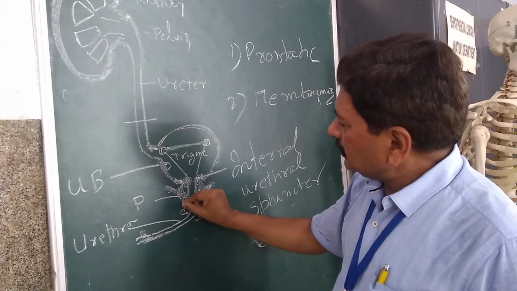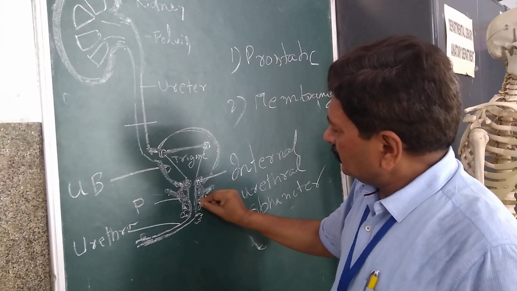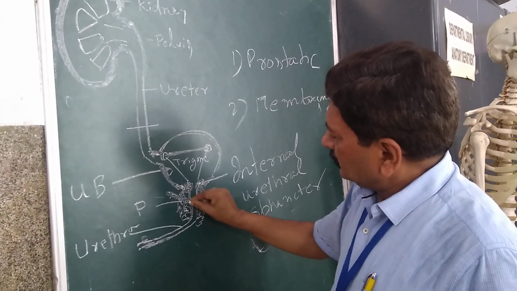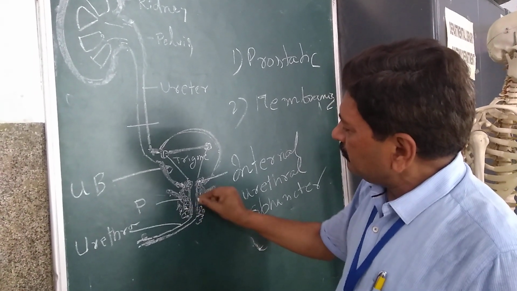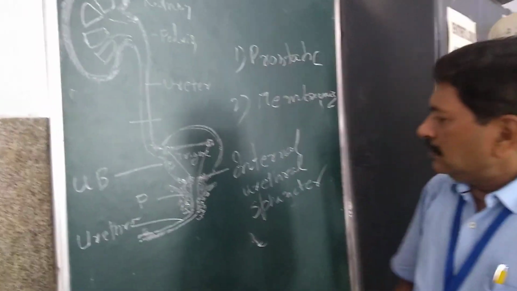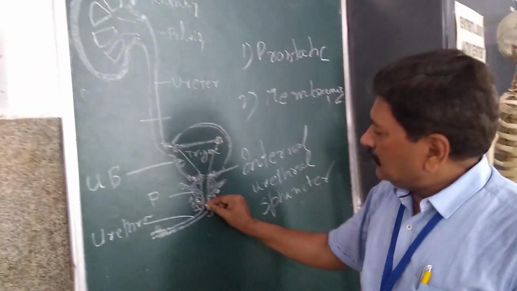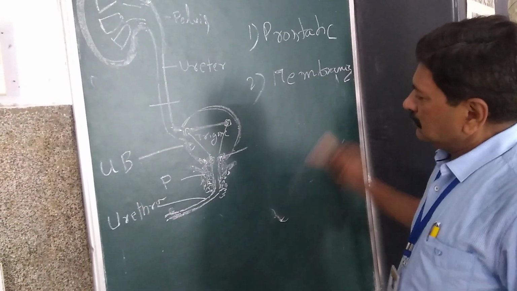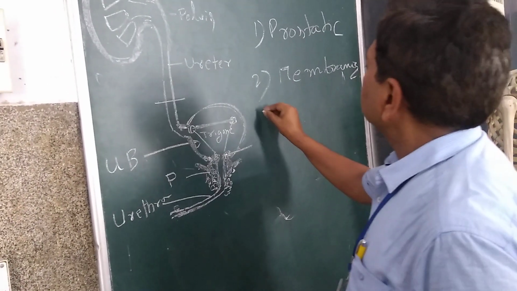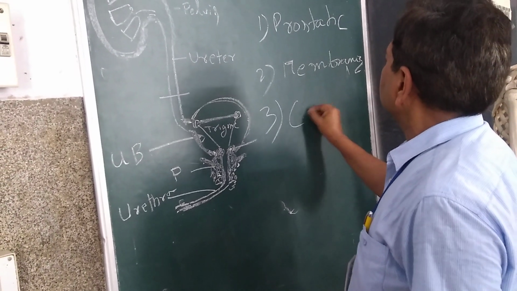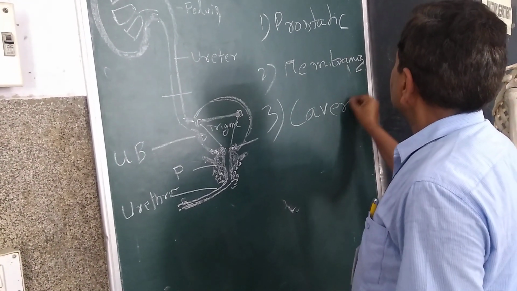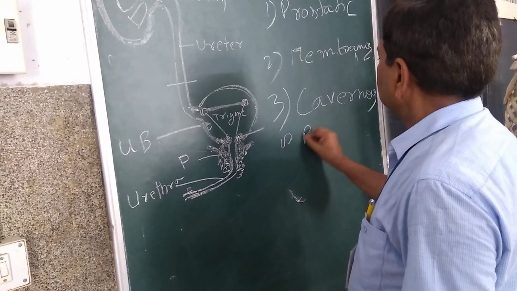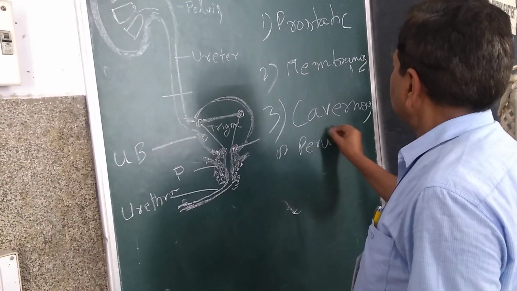which crosses the perineal diaphragm. Third part is the cavernous part or penile part. I am discussing the male urethra.